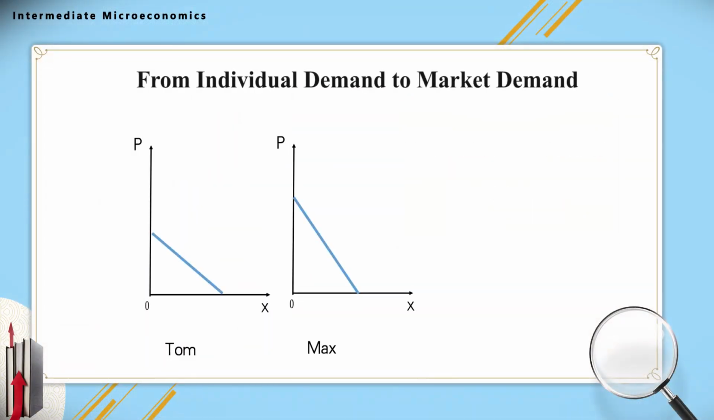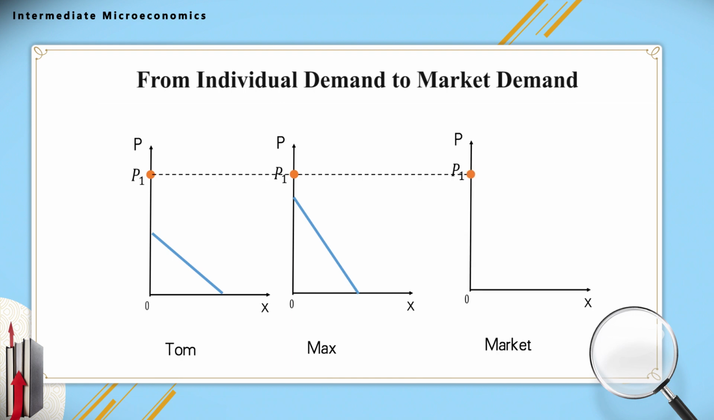Assume there are only two consumers, Tom and Max, in a market. Their individual demand curve for good X is shown in these two graphs. When the price of X is P1, neither of them has demand for X. Therefore, the total market demand is also zero. When the price is P2, Max's demand is XM2, while Tom still does not buy any X. Because there are only these two consumers in the market, the total demand is XM2.